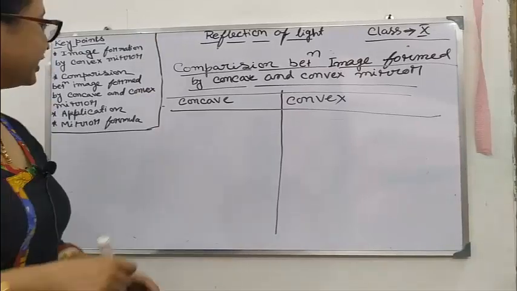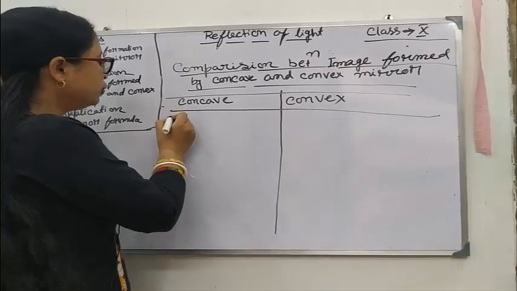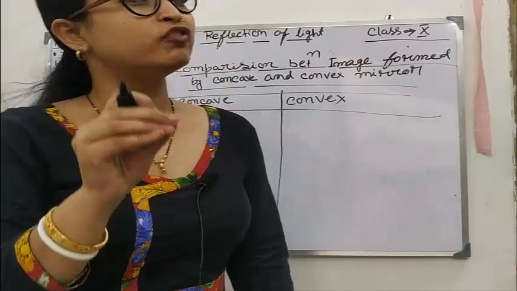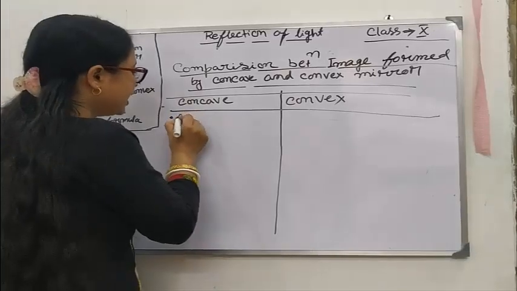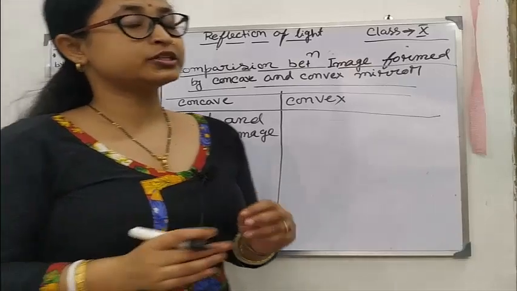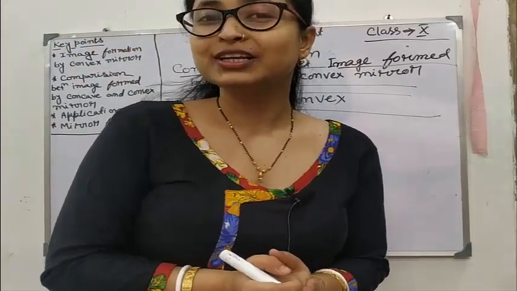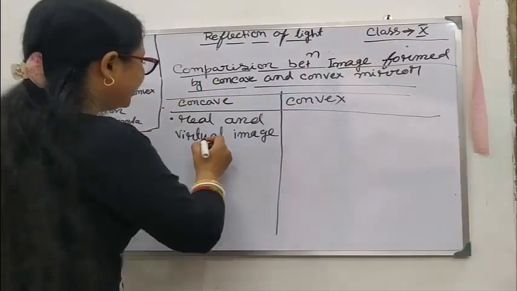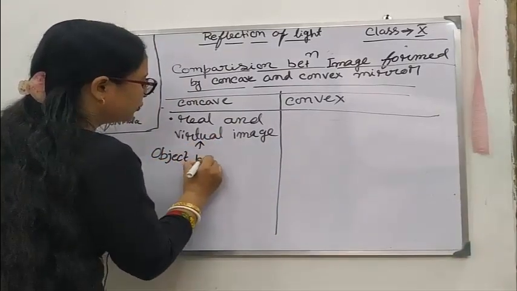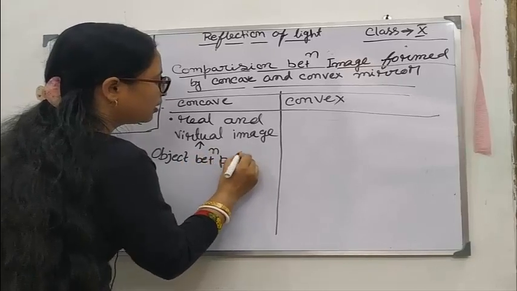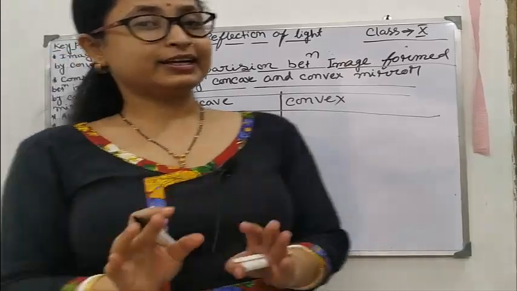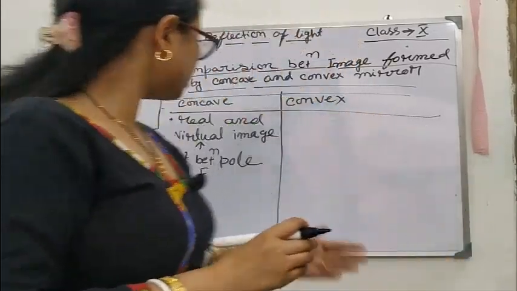Now first point, in case of concave mirror, we know that concave mirror can produce real as well as virtual image. So let us write, concave mirror can form real as well as virtual image. So when does concave mirror form a virtual image? Whenever we place the object between pole and focus point. Clear? You may check the previous video also.